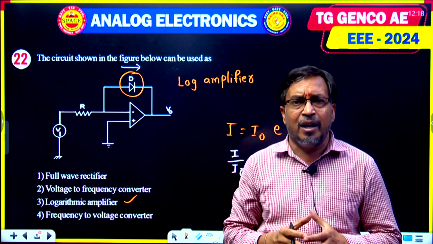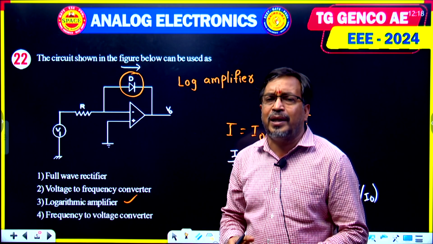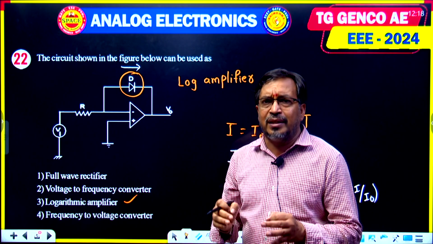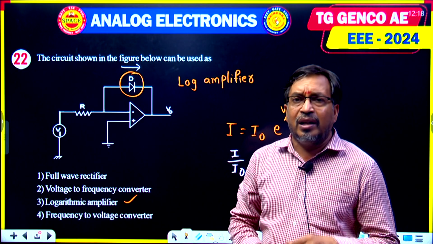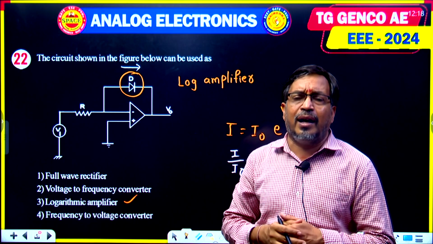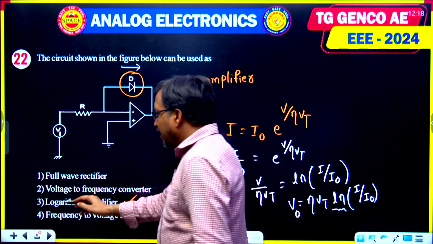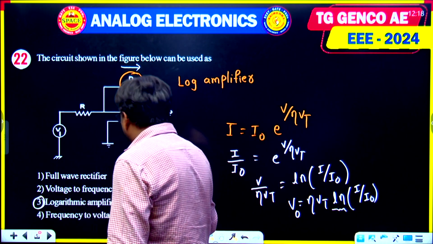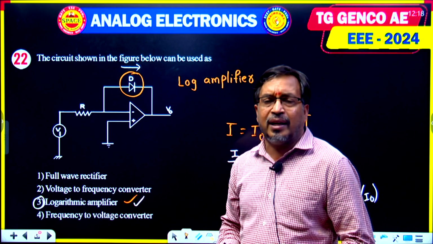That is from the derivation. But you remember, as a standard bit, if the feedback element is a diode, that is a log amplifier. If the input element is a diode, then it is an anti-log amplifier. So the correct answer here is logarithmic amplifier. Option 3 is the correct answer.